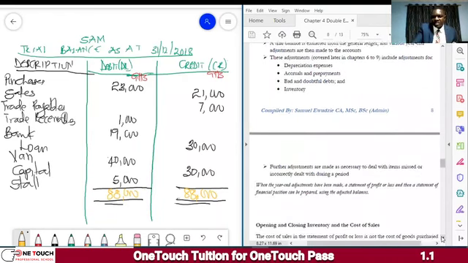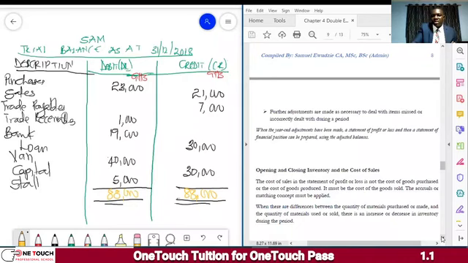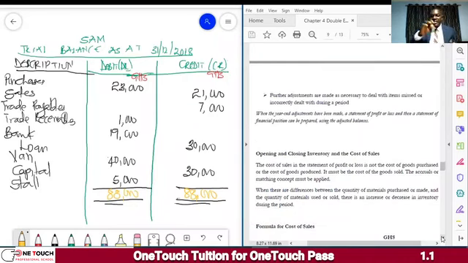Now, further adjustments are made as necessary to deal with items missed or incorrectly dealt with during a period. So where there are also omissions of transactions, you need to correct them. You need to bring them in. Now, when year-end adjustments have been made, a statement of profit or loss, and then a statement of financial position can be prepared using the adjusted what? Balances. Good. So there may be adjustments.